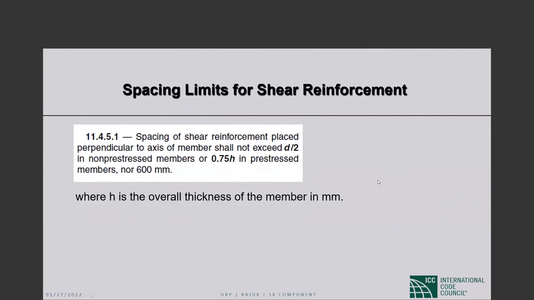Okay, so spacing limit for shear reinforcement. This is different again for prestressed concrete. The maximum spacing should not exceed d over 2. This is typical for non-prestressed, but for prestressed, it changes to 0.75h, where h is the total height of the prestressed member, in millimeters, or 600 millimeters. So very simple to understand and apply.